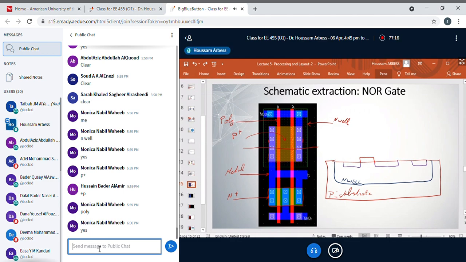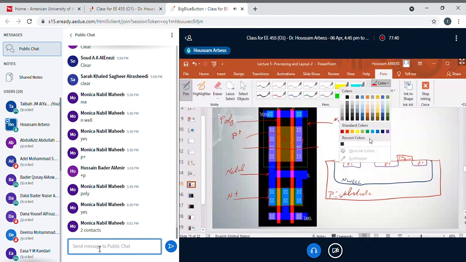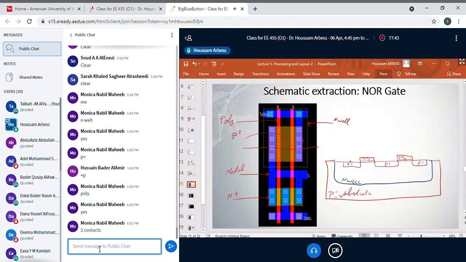Okay? And don't forget to sketch also the silicon oxide layer. So here is P plus, P plus, P plus. Here I have poly. And here I have poly. What else? I have two contacts, one here and one here, right. I will use the black for the contact. The contact should be here and one contact here.